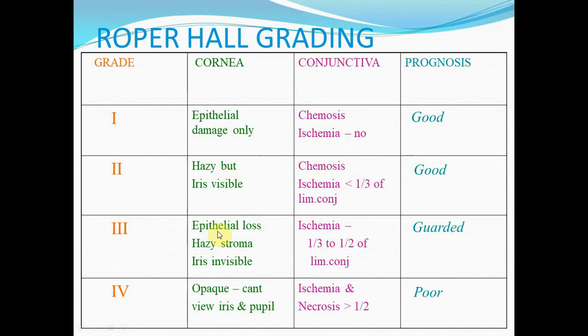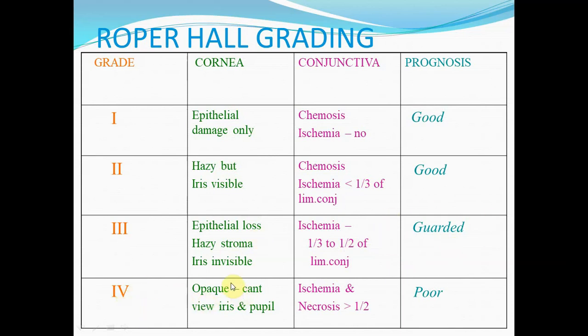Grade 3 shows corneal epithelial loss with hazy corneal stroma, but the iris details cannot be seen now. So it is a little advanced stage of corneal involvement. Conjunctiva shows limbal ischemia involving 1/3 to half of the limbal conjunctiva, and in these cases the prognosis is guarded.